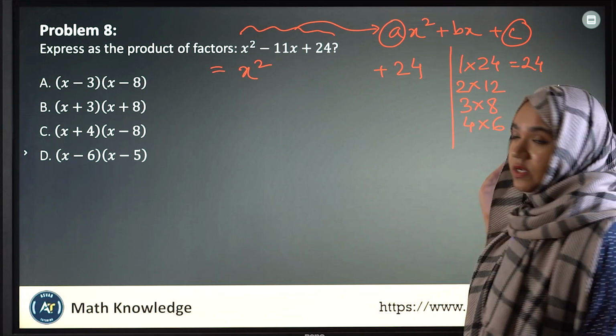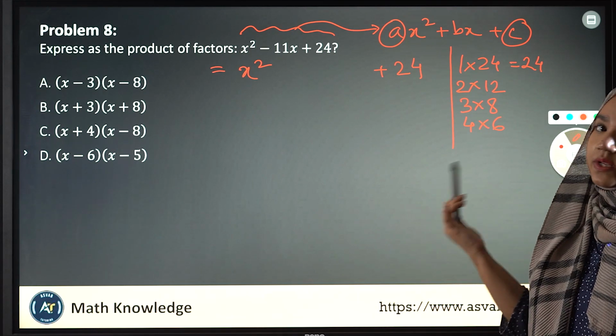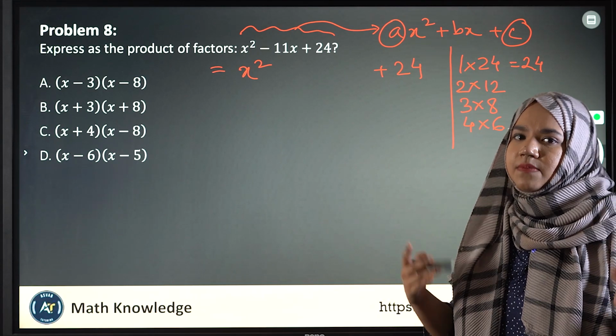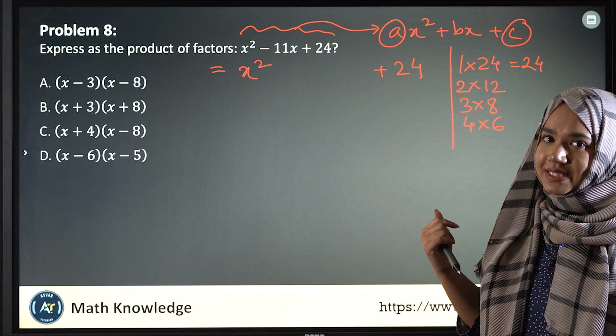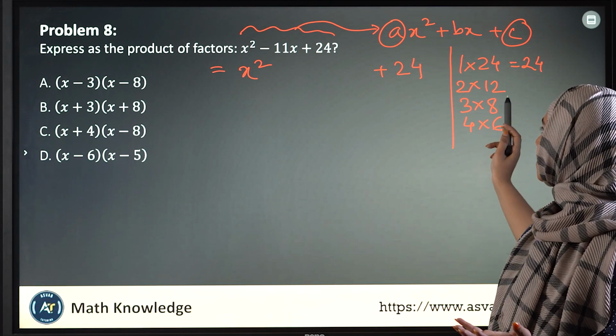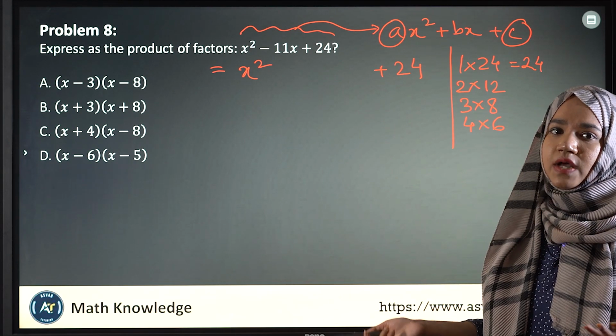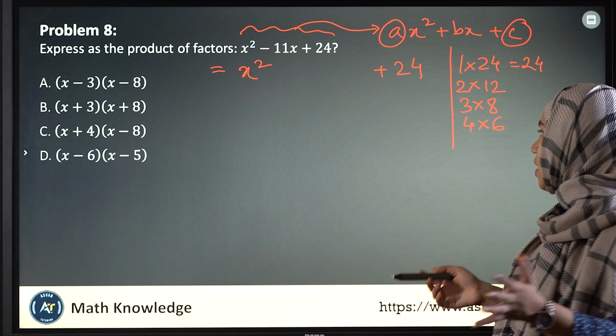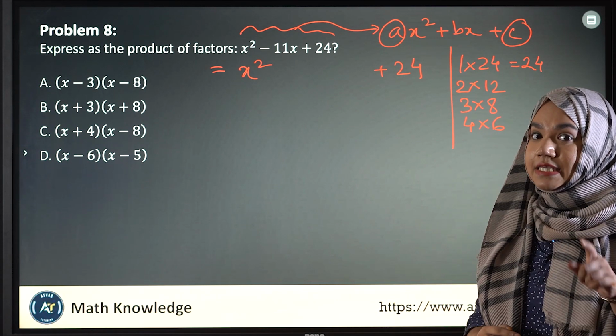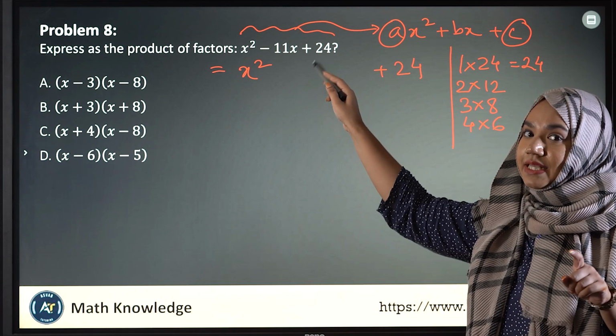Like, we have 1 and 24, right? So if I add them up, it's going to be 25. If I subtract them, it's going to be 23. So neither of it is minus 11. 2 plus 12 is 14. 2 minus 12 is minus 10. So not. 3 plus 8 is 11, right? So see, we're getting somewhere.